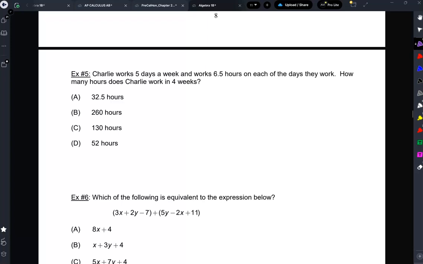Okay, so in 1 day, he works 6.5 hours. Okay? In 1 week, 5 days a week, 6.5 on each day. What do we do to this? 5 times 6.5. Right? That's how much he works in a week. Every day, 6.5. 5 days a week, that's 32.5. So how do we do the problem for 4 weeks?